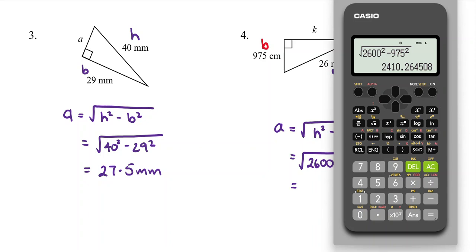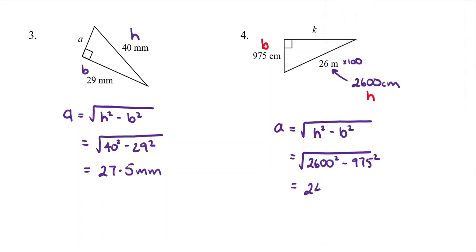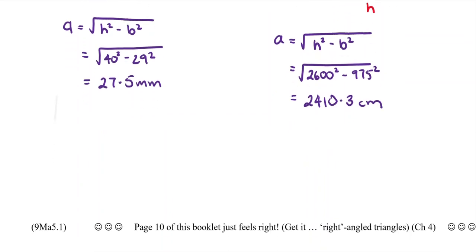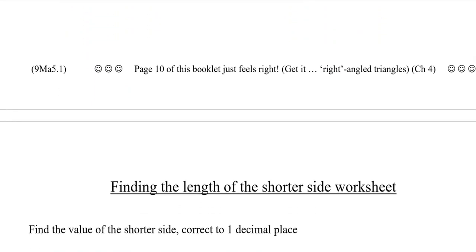Another decimal to practice. All the numbers before the decimal place we keep. So 2410 point. There's a 2 there. Is it going to stay a 2 or is it going to round up? Yes, it's going to become a 3 because the 6 is bigger than 5. So that becomes a 3. So 2410.3, and that's in centimetres.